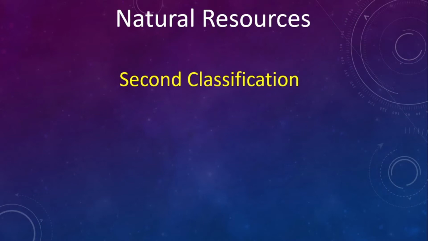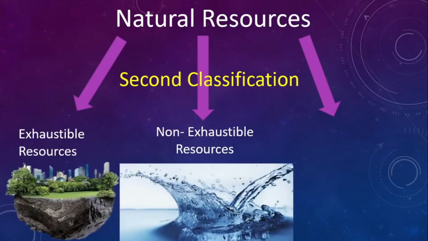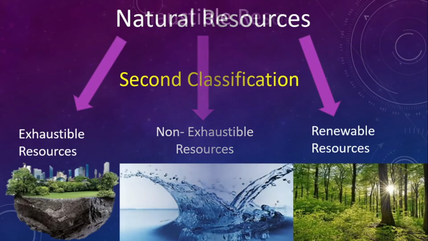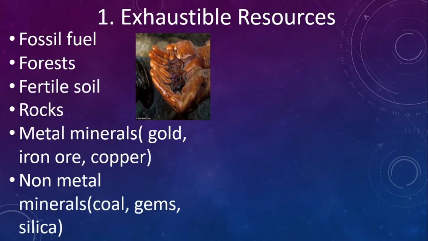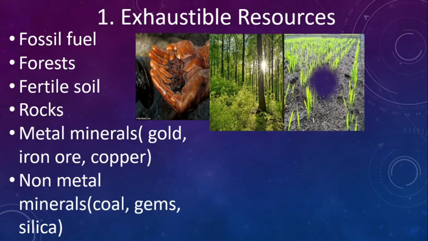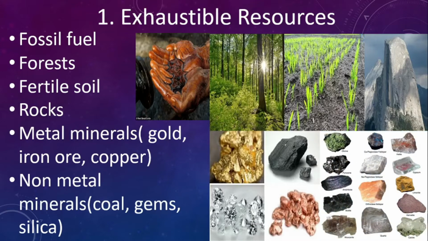Next, move on to the second classification. In the second classification, natural resources can be classified into exhaustible resources, non-exhaustible resources, and renewable resources. Exhaustible resources. Exhaustible resources mean limited resources. Once you use them, they are gone forever. Therefore, when we use them, it is our responsibility to preserve them for future generations. Examples: fossil fuel, forests, fertile soil, rocks, metal minerals such as gold, iron ore, copper, non-metal minerals, coal, gems, silica.